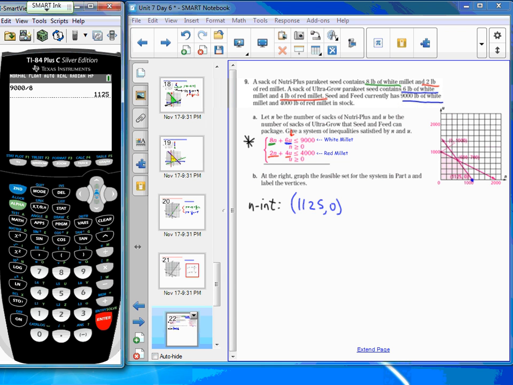We could get the u-intercept in the same way. My u-intercept would be given as the value of u when n equals 0. So if we reverse that and plug in 0 for n, we'd get 9,000 divided by 6. Everybody do it. And that's where we get the 1,500. The 1,500 is the value of u when n equals 0. So that's right here.